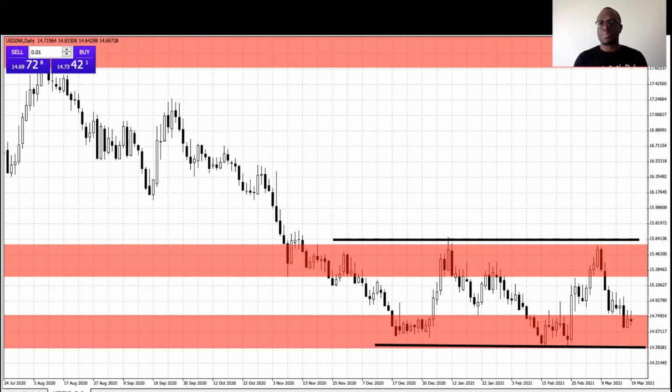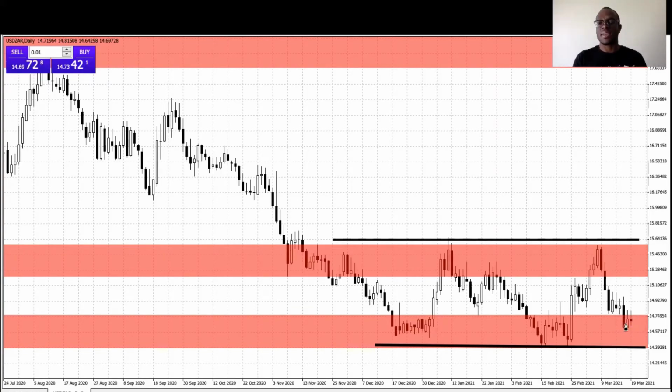In terms of the bullish breakout scenario, what we'll be expecting is that we'll be waiting for the price to break above 15.64136, retest this zone as a support zone, upon which we'll now hold bullish positions up to maybe 17.60337.